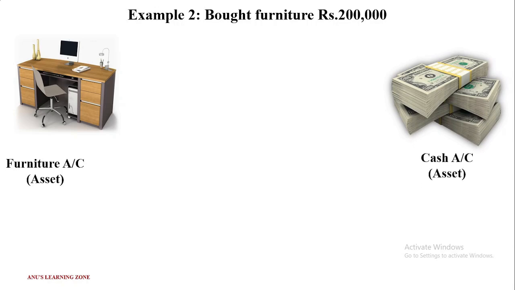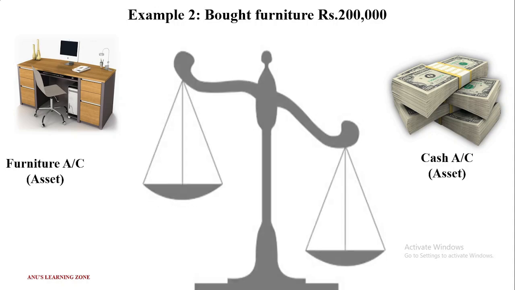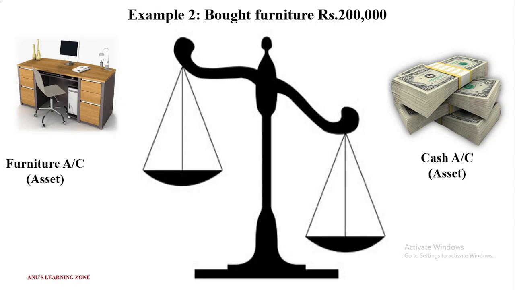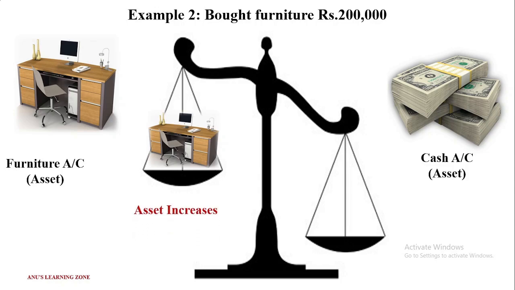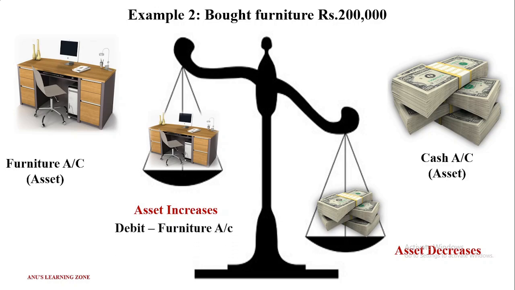Okay, furniture is introduced newly to the business. It means that there is an increase of asset named furniture in the company, and there is a decrease of asset named cash in the company. So as an asset increases, we need to debit that account, and when an asset decreases, we need to credit that account. So as per the rule, we debit the furniture account.